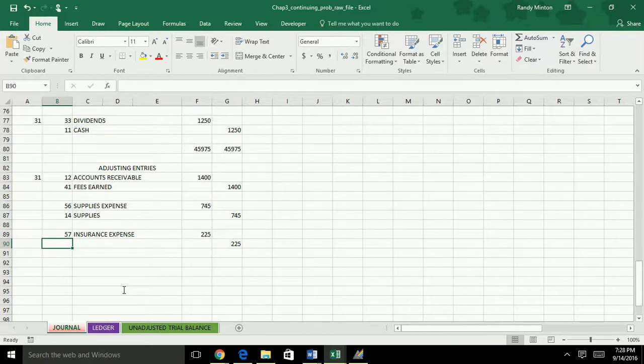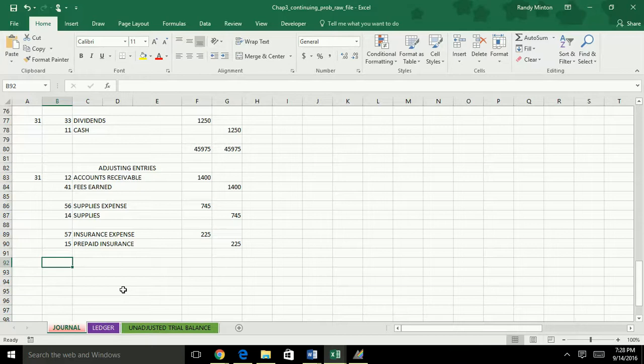And what we're also going to do is reduce the prepaid insurance asset account, the same thing we did with supplies over here. And prepaid insurance is account number 15. So there we are with the $225, which represents a reduction of prepaid insurance. Okay.